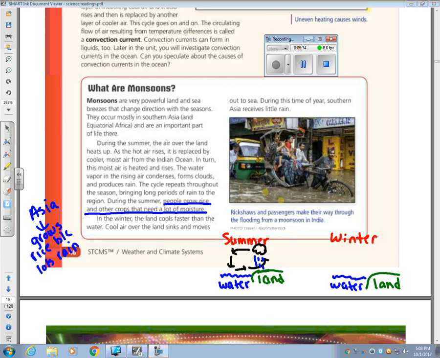Now in Asia in the winter, it's opposite. The water is warmer. So air over the water rises, then it cools and sinks and goes over land and then goes back. So that's a convection current. And because there's not a lot of moisture, what happens is it just has very little rain.